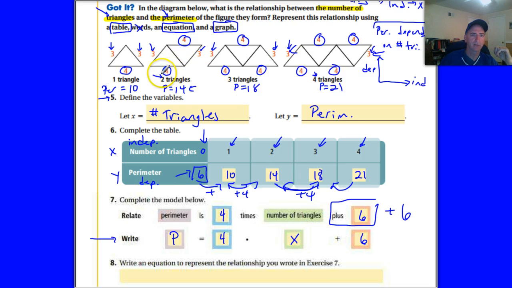And we saw it up here, right? 2 triangles had 2 4s. 3 triangles had 3 4s. So for number 8 here, the equation is P, the perimeter, is equal to 4 times x plus 6.